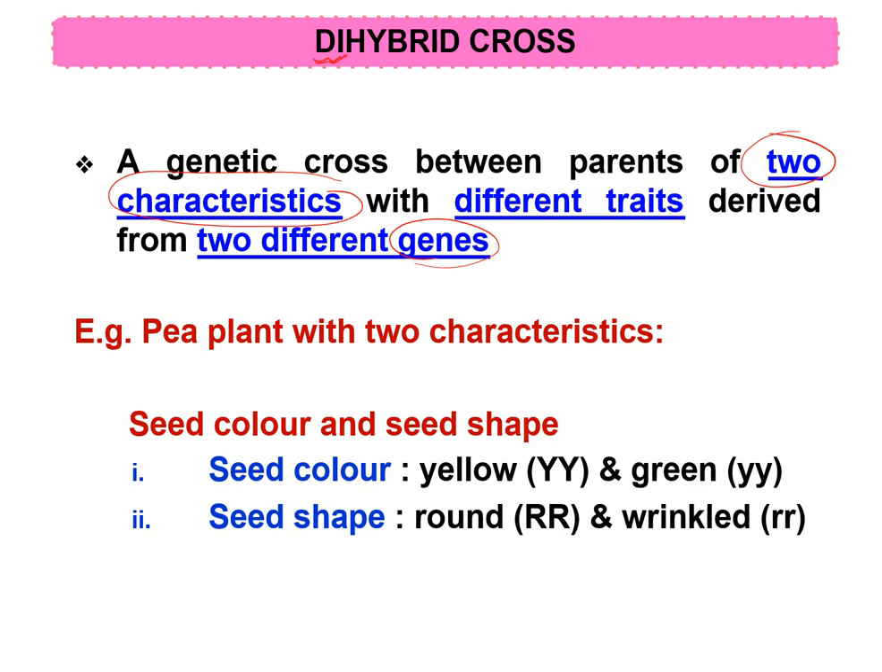Kita ada banyak gene dalam badan kita. Jadi, it does not stop at dihybrid cross. But bila kita explain ni, kita akan cerita monohybrid, dihybrid je. For example, a pea plant with two characteristics, seed color and seed shape.